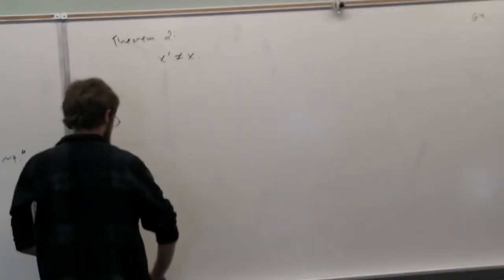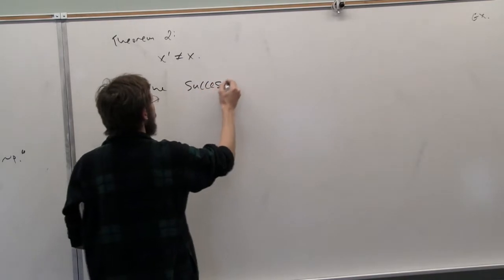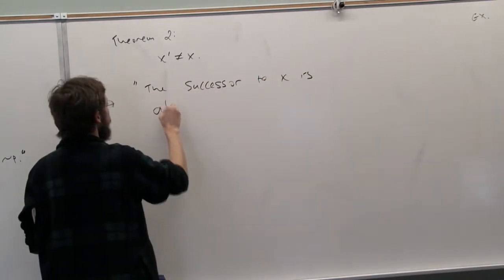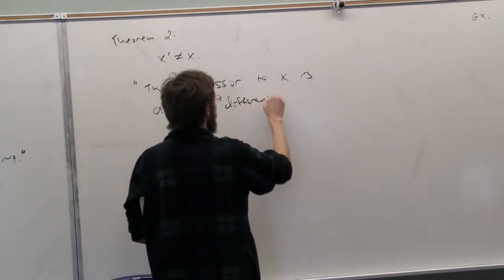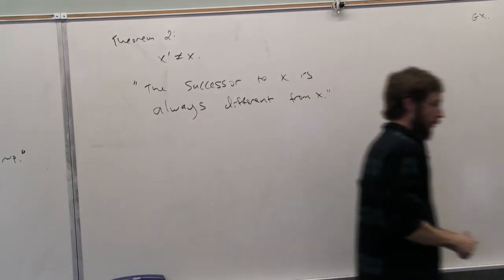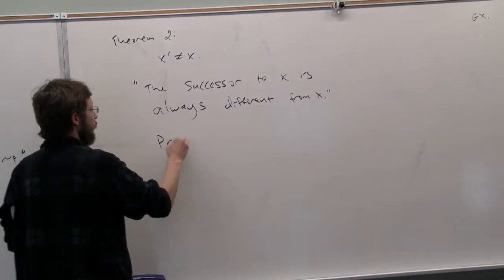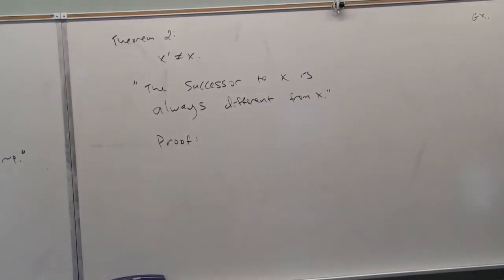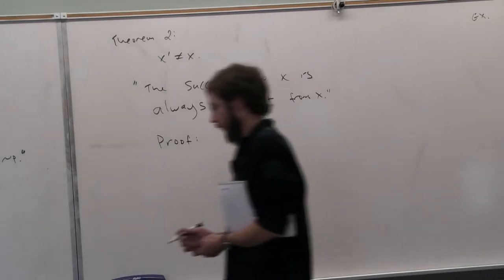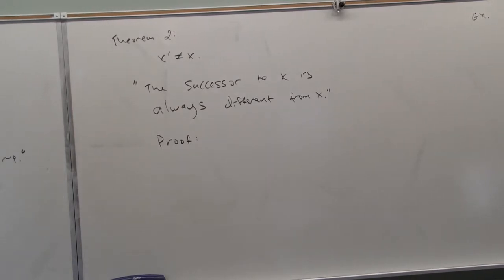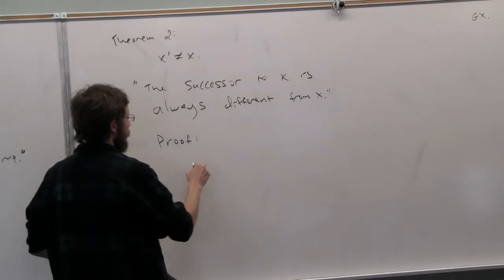Let me write that. Successor to x always produces a different number. So we're going to use proof by induction, and we've been talking about proofs by induction for a couple classes now. You guys will start to like this. It's going to start making sense. So this is a really good example to practice if you're still a little bit weak on induction.